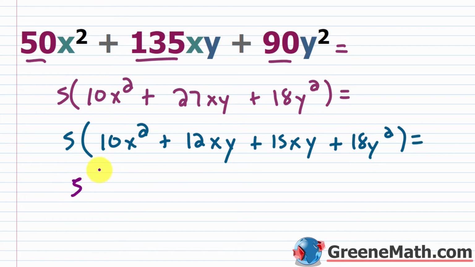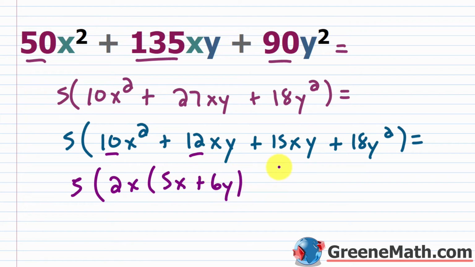So we have 5 times, inside the parentheses, from the first group I can pull out, you have 10 and you have 12, so you can pull out a 2. Then you have x squared and x, so I can pull out an x. And then inside you would basically have 5x plus 6y. From the second group, I have 15 and 18, and then I'm going to have y and y squared. So I know I can pull out a y. With the 15 and the 18, I could pull out a 3. So let me put plus 3y.